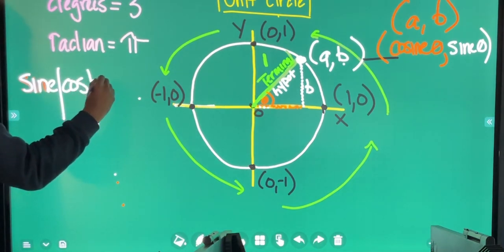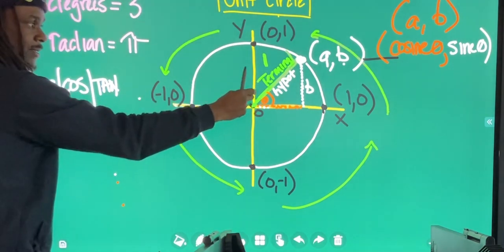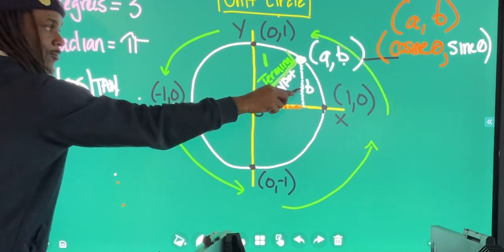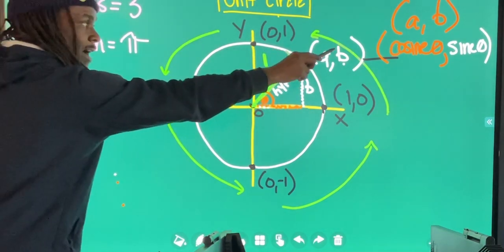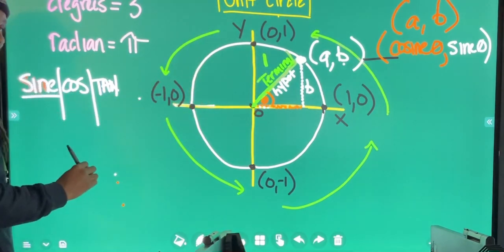Wait, but how would you do sine if you don't know what the opposite is? We do, that's why we just made the theta. B is opposite of theta. Yeah, but we don't know what B equals. You don't have a value yet. That's what the y is. Eventually there's going to be a number there.